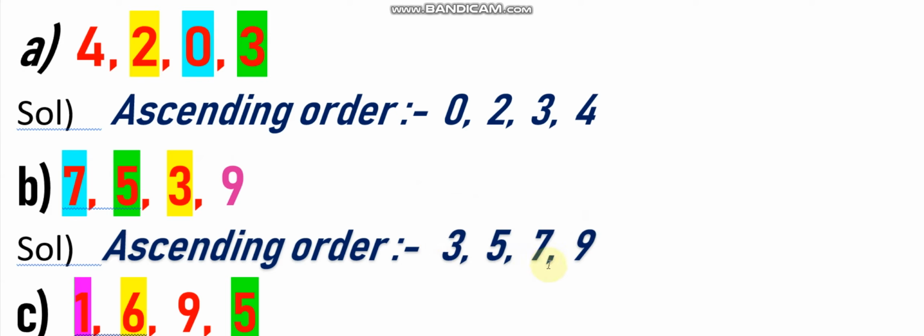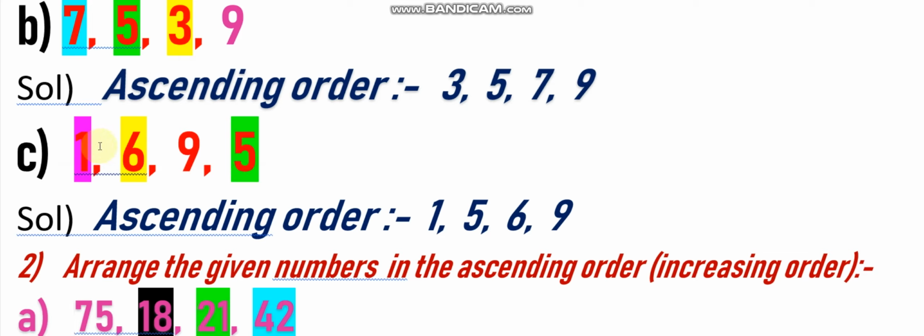One more example you see. 1, 6, 9, 5 is given. Arrange them in ascending order. To write the numbers in ascending order, always you check the smallest number. What is the smallest number in this? You know very well now. 1. Make a round to 1. Write here 1 in ascending order.